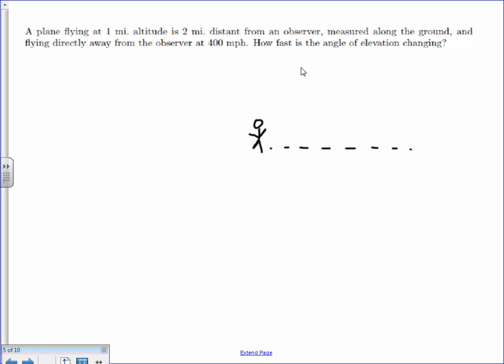And the plane is up here. Let's see, how do you draw a plane? I gotta do the wings here. Something like this. Oh, that's actually better than I could have ever expected it to be. So, most beautiful drawing ever. So the plane is 2 miles away from you across the ground.